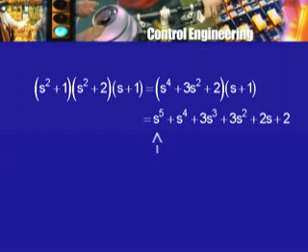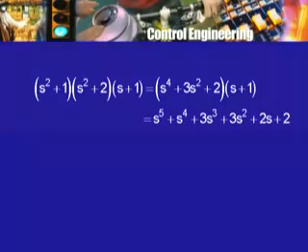I have s to the 4 plus 3s square plus 2 multiplied by s plus 1, and therefore what do I get? I will get s to the 5 plus what is the s^4 term? s to the 4 plus what is the s cube term? s to the 4 is coming from here. s cube term is 3s cube. What is the s square term? s square term is 3s square. What is the s term? s term is 2s and the constant term is 2. So this is the polynomial that I will get.